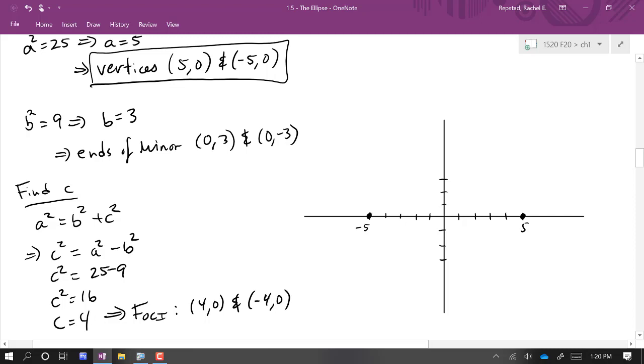Those are our two vertices. Here are the ends of the minor. And then these are the foci. Just sort of draw this nice continuous curve. And there's our ellipse.